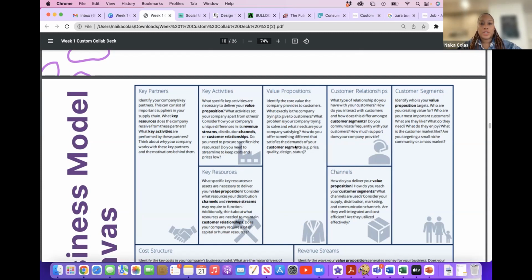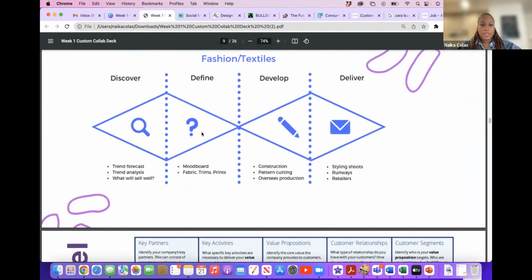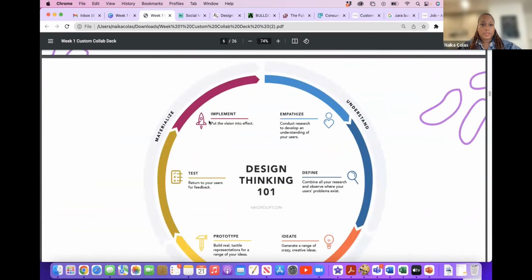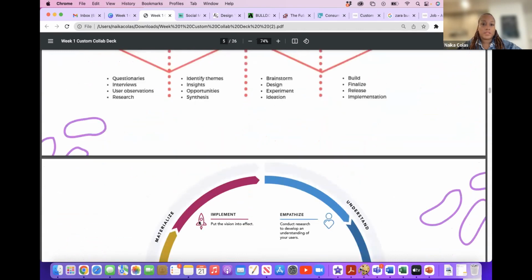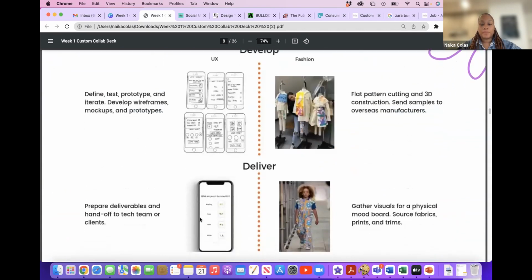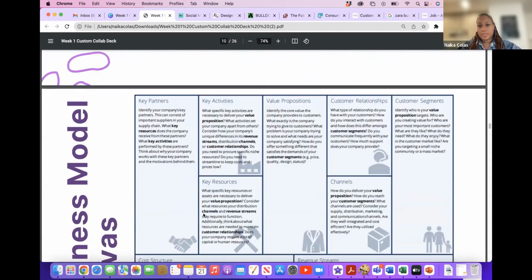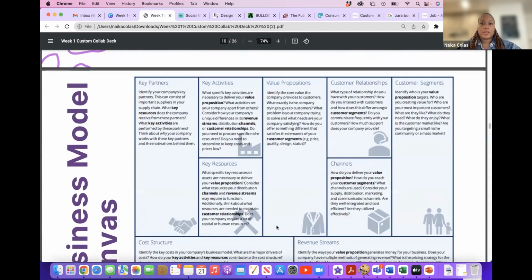Your value proposition, now you're identifying. So value proposition is back in this space all the way up here. After you've done all your discovery, now you've defined what you are providing to consumers, which is important. And a lot of fashion brands don't do this. This is where you identify the core value the company provides to consumers. What exactly is the company trying to give to customers? So you're giving them clothing and what else?